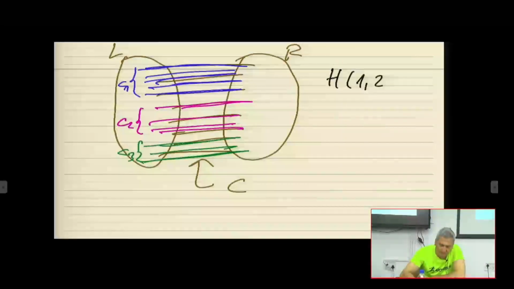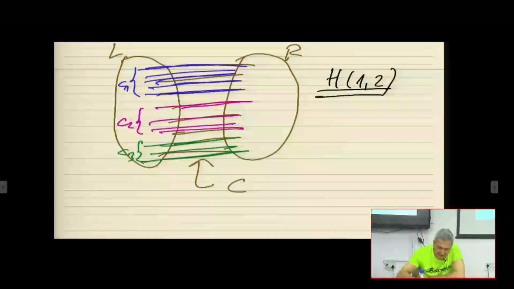H1,2. We defined it before. We take the colors 1 and 2, blue and pink. Because it's a cubic graph, what will this be? Can you tell me what this graph is? How does it look?